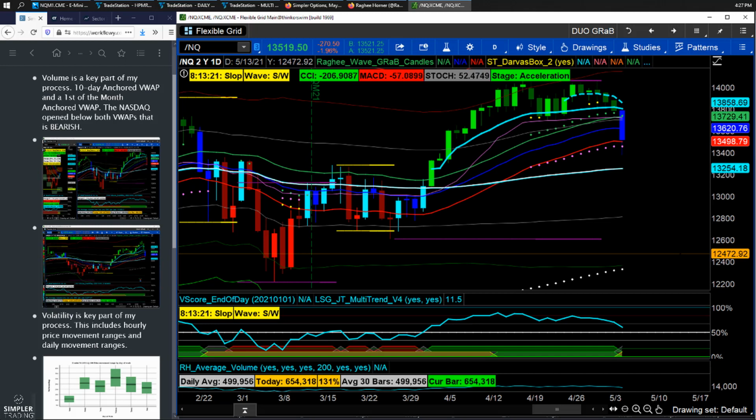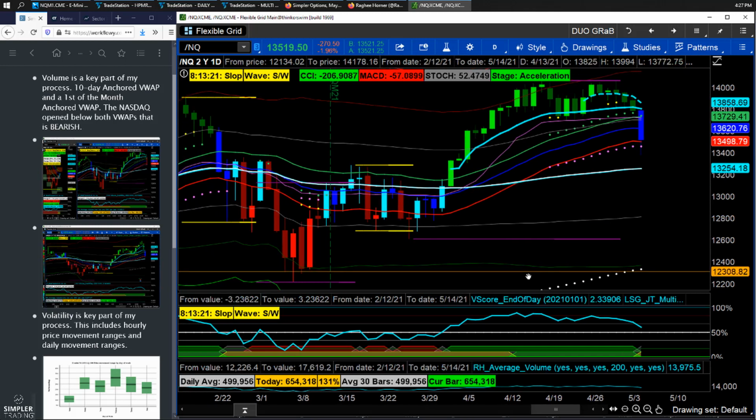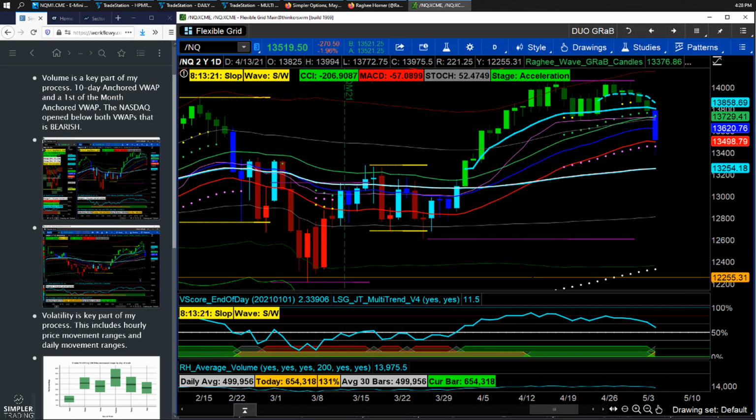And so take a peek at our daily NQ chart here. Now, this is something I talked about in the chat rooms, and you'll see the notes there on the left side. Volume is a key part of my process. A 10-day anchored VWAP and the first of the month anchored VWAP are two levels that I'll always have on my charts on the daily. And today, the NASDAQ opened below both.